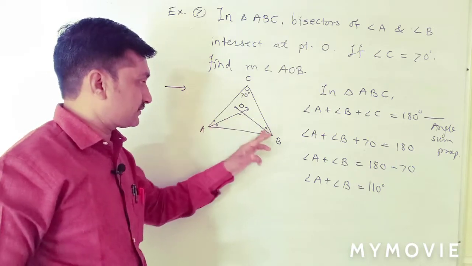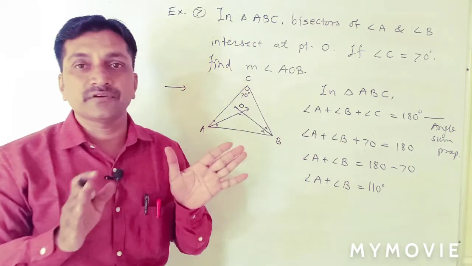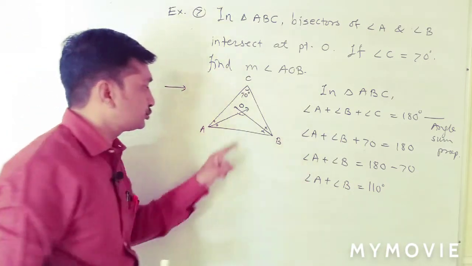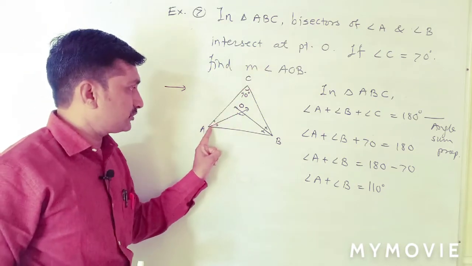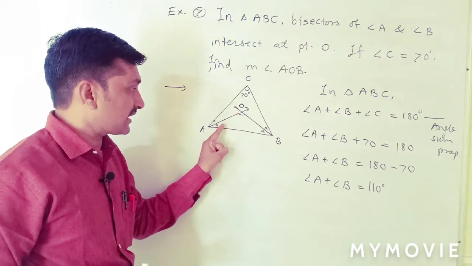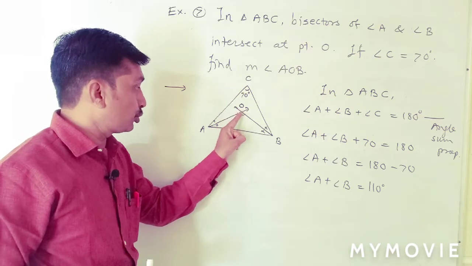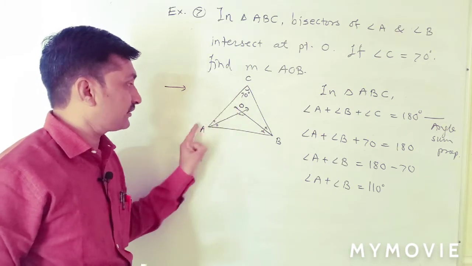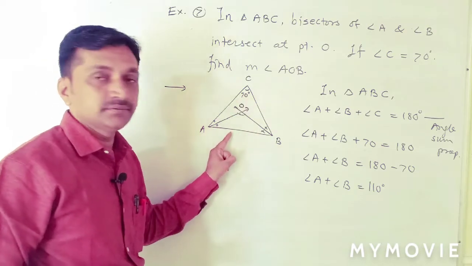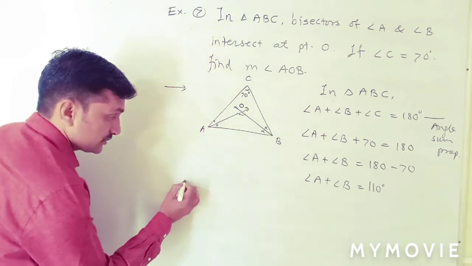Because of the bisector, angles A and B are divided into half, meaning congruent angles. The condition given is that AO is a bisector and BO is a bisector, and therefore angle OAB is half of A and angle OBA is half of B because of the bisectors. But now let's write the condition.